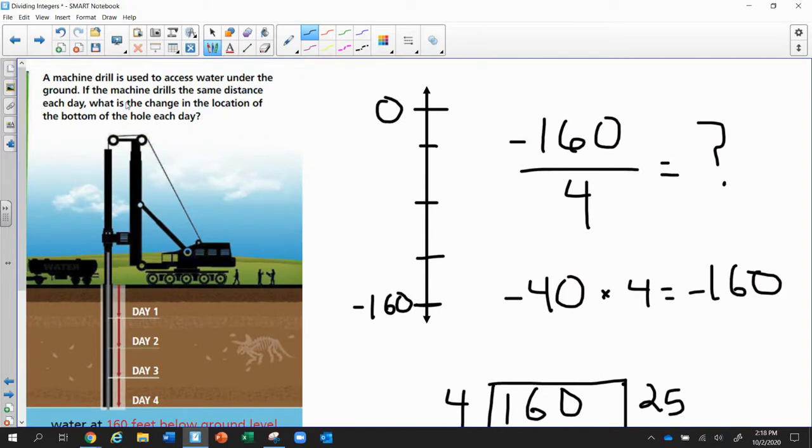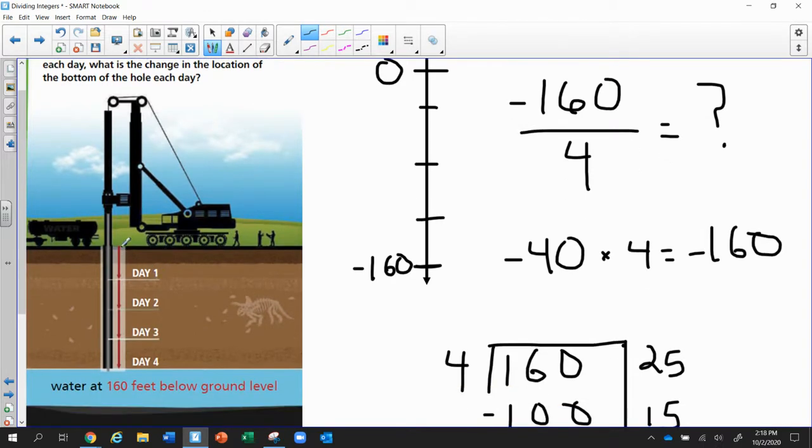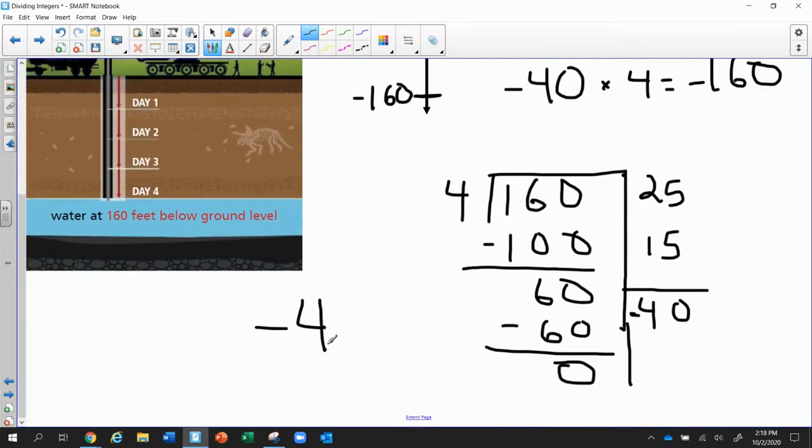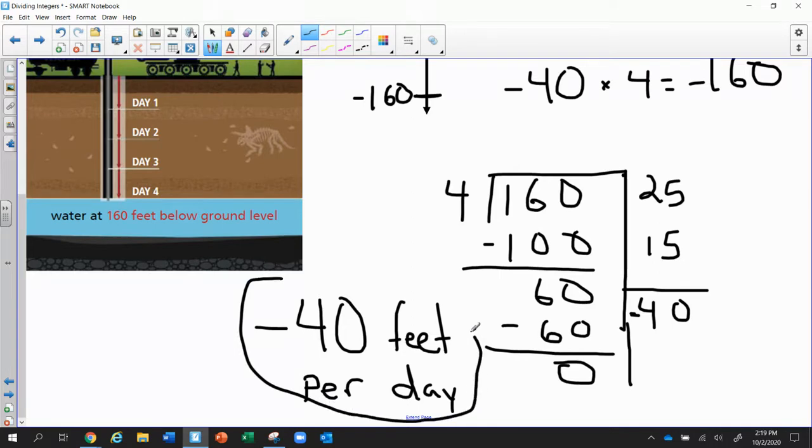Well, what does that mean in terms of this problem? Well, what is the change in location of the bottom of the hole each day? All it's meaning is how far are they drilling down each day? Well, they're drilling down negative 40 feet per day. So hopefully you're finding that that's pretty simple to figure out, and that negative numbers aren't scary or anything like that. It's just going in the opposite direction.